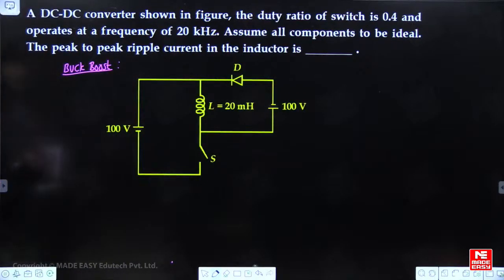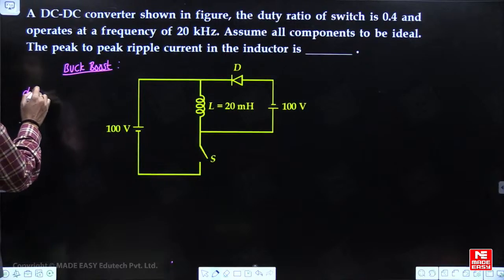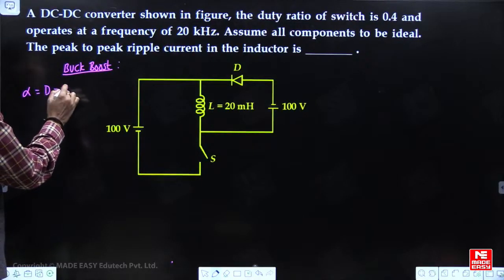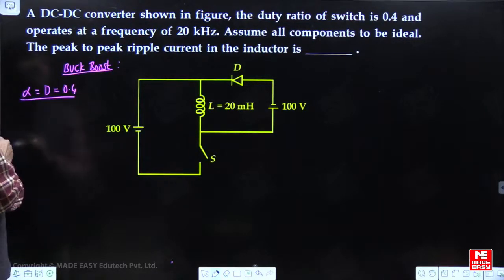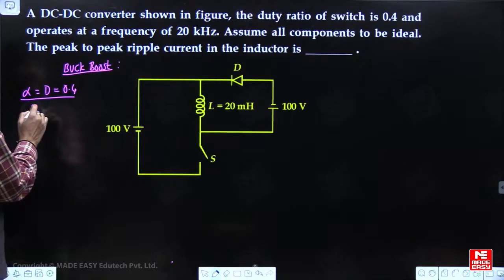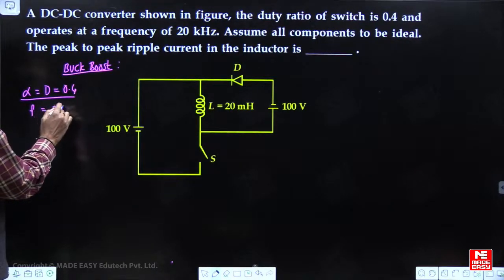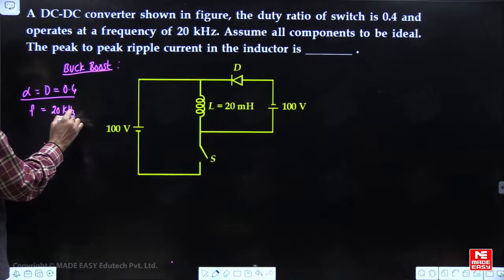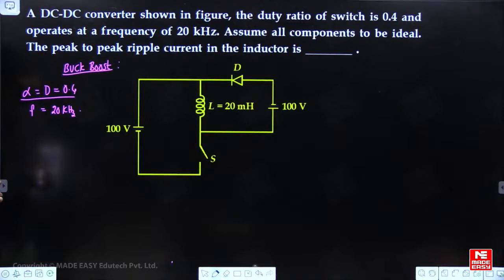So in this converter, the duty ratio of the switch is 0.4. In some textbooks, capital D, 0.4. And operating frequency is 20 kilohertz. Assume all components are ideal. Find out the peak to peak ripple current in the inductor.